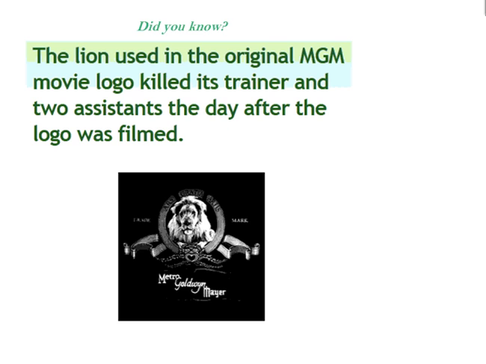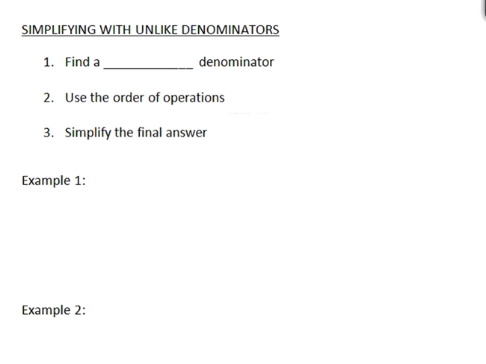Oh, it's trivia day. Did you know the lion used in the original MGM movie logo killed its trainer and 2 assistants the day after the logo was filmed? Man, that's one mean lion.